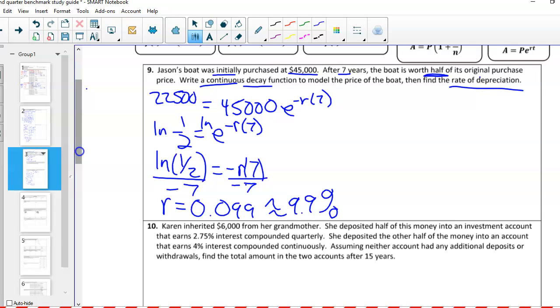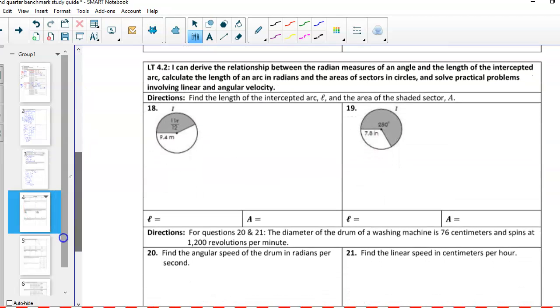Okay. Do we need to go over anything in 4.1? Converting radians to degrees. Okay, that's 4.1. How long has this been quartered and gone? Before winter break. Forever. Now we can do 4.2.